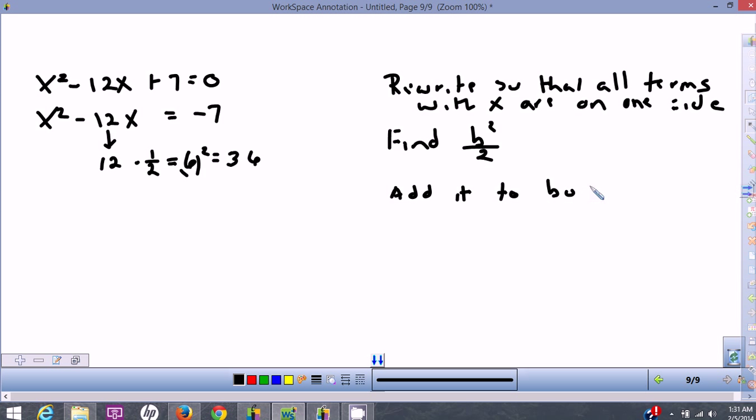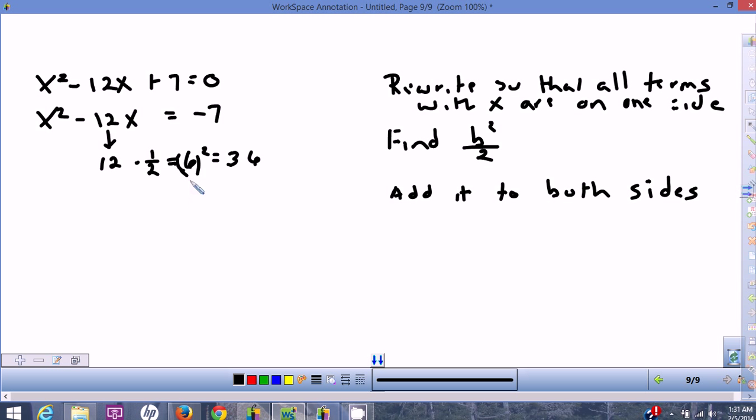Now, does it matter that that 12 was negative? You know, I didn't bring down a negative 12. I just brought down a 12 here before I halved it. It doesn't make any difference. I'm going to square it. So if I'm going to square this, it really doesn't matter if it's positive or negative.